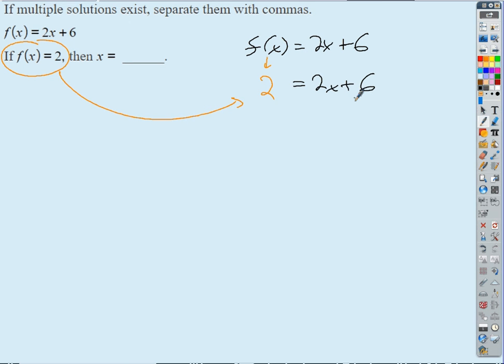Well, what are the 2 steps in order to solve for x? Minus 6 and divided by 2. Yeah, so if we just subtract 6, we get -4 equals 2x, divided by 2. And what do I get? -2.